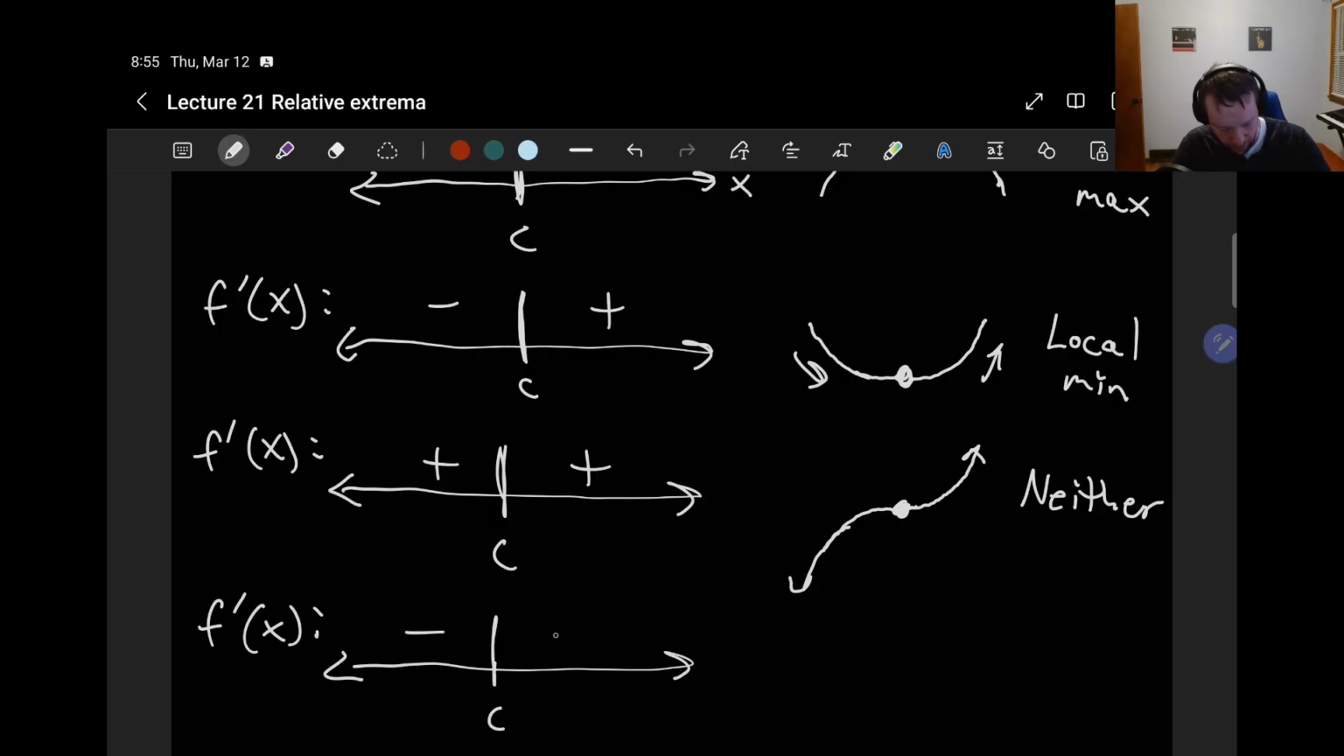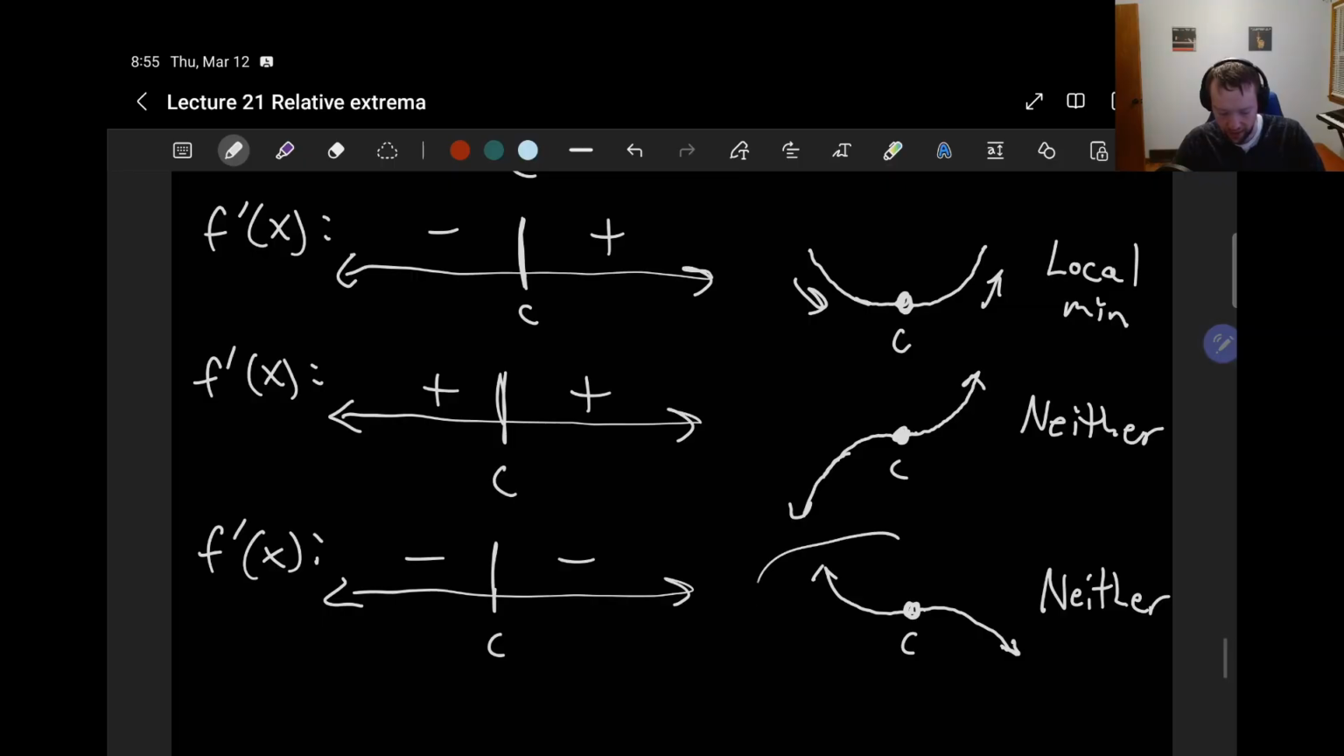Okay, then the other thing that can happen is we're decreasing on both sides, hit a critical point, but then still decreasing. Oh, this is at C, by the way, just to be clear. A good example of this one would be like the graph of negative x cubed. Well, it's supposed to be flat here. That doesn't look perfect now, does it? There, that's a little better.